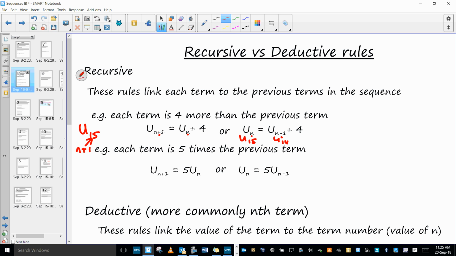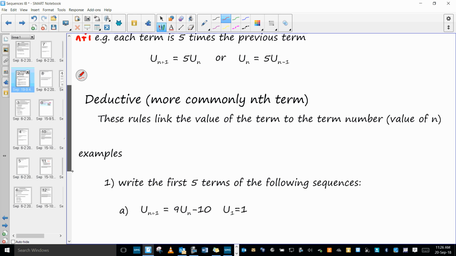For any of them though, you would need to be told some terms. But it's a bit of a pain because it always relates to the term before it. So if you wanted to know term 25, you would have to work out term 1, 2, 3, 4, all the way up to 25 in order to get that information. So recursive sequences aren't used as often because they're a bit of a pain to deal with. This again is another one. It's not just 4 more, it's 5 times it. So we would just multiply the previous term by 5. Same kind of principle. And so deductive is what we're used to.